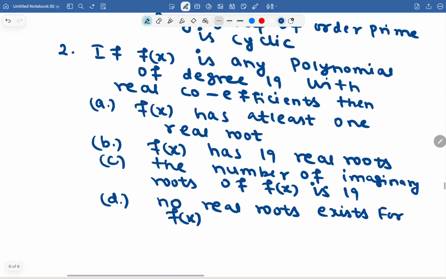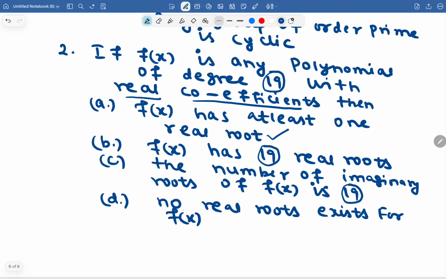See, in this problem, f of x is a polynomial of degree 19 with real coefficients. From the 4 options, we have to choose the correct option. First option, f of x has at least 1 real root. F of x has 19 real roots. Third option is 19 imaginary roots. Fourth option, no real root exists.